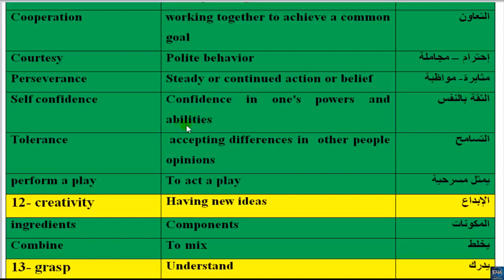So here, abilities, T soft D, and S as Z. Tolerance, accepting differences in other people's opinions. Tolerance, accepting differences. British, tolerance, we make the R silent. Accepting differences. Perform, British, perform a play. American, perform a play.